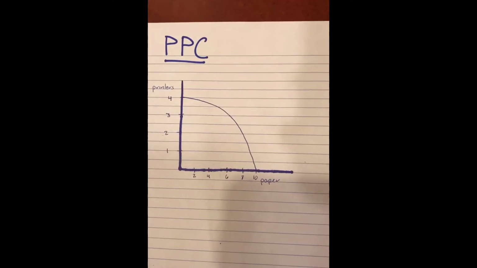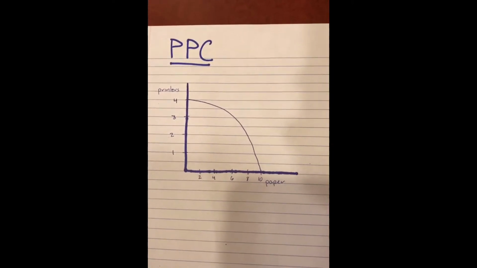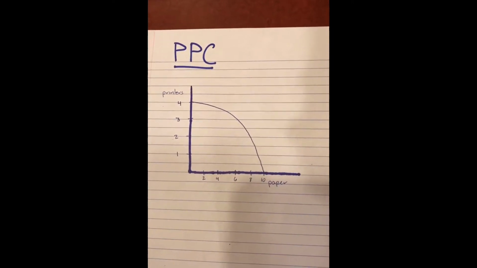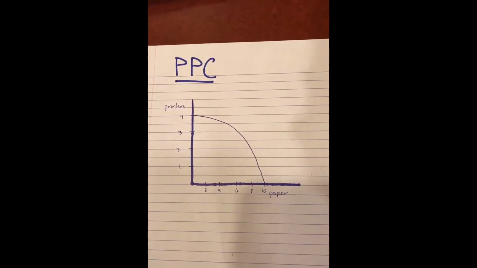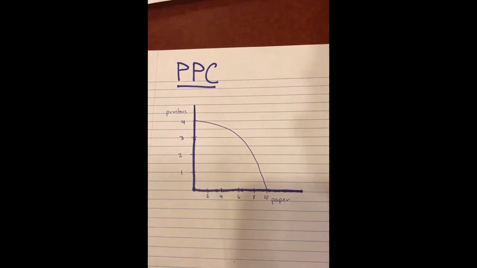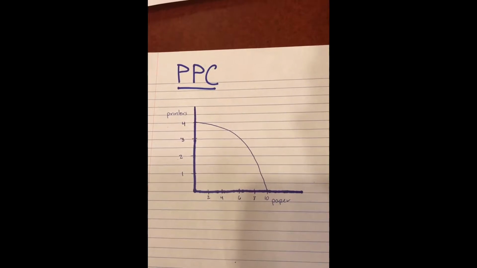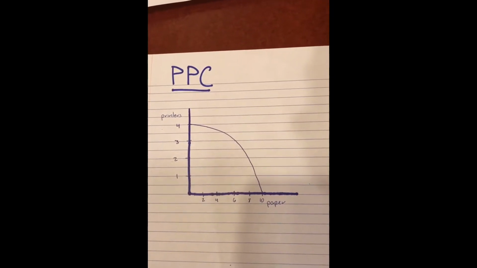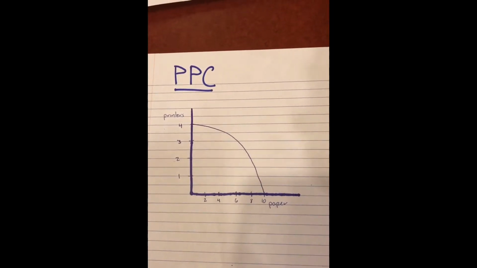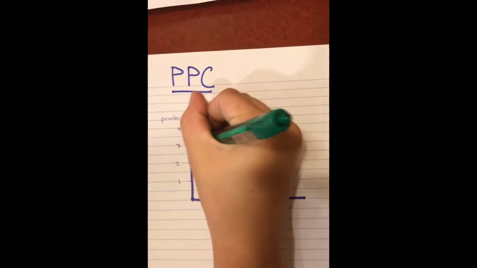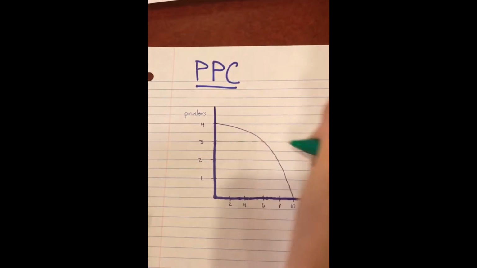The curve shows how much of one good can be produced at the same time as the other, whether it be just producing 4 printers and 0 units of paper, 10 units of paper and 0 printers, or any combination, such as 3 printers and 6 units of paper.